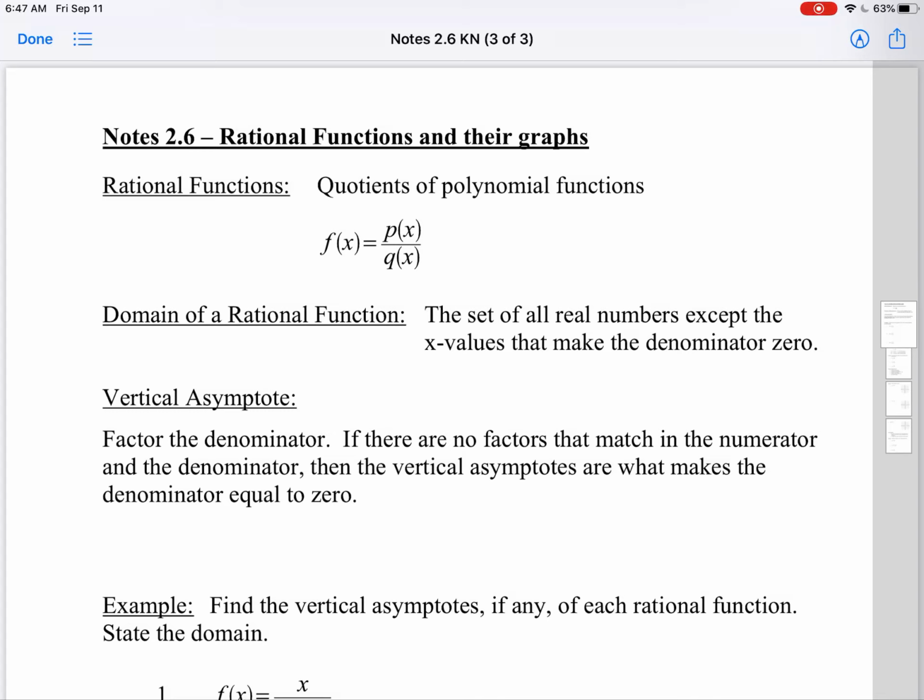Good morning, everybody. Today we're going to go over 2.6 notes that covers rational functions and their graphs.